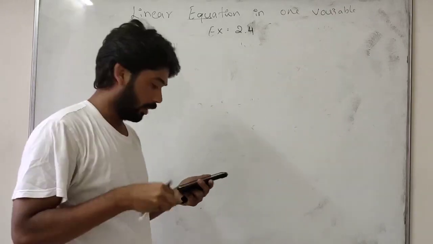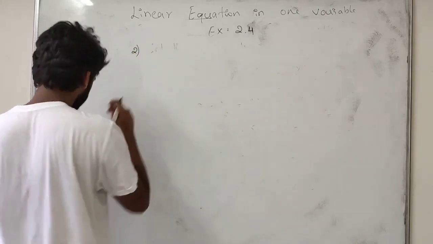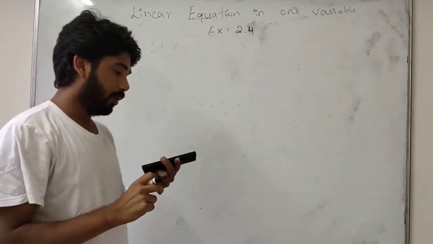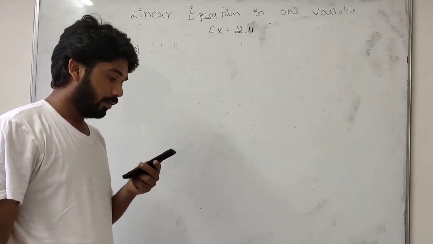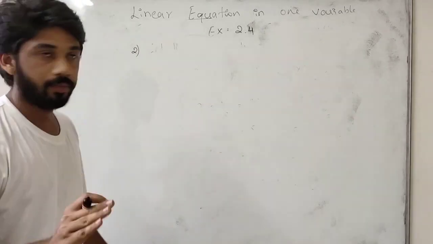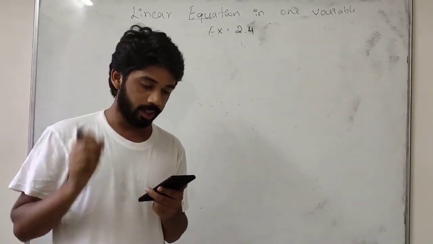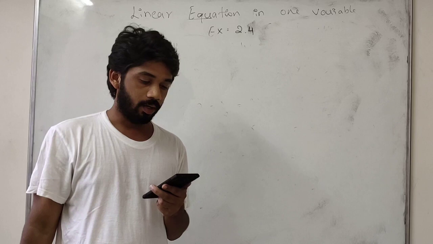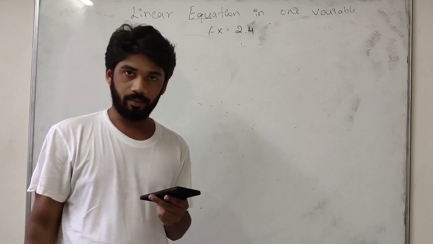So next problem, second one. A positive number is 5 times another number. If 21 is added to both the numbers, then one of the new numbers becomes 2 times the other new number. What is the number? We have to find the number. First I will read out the whole question.